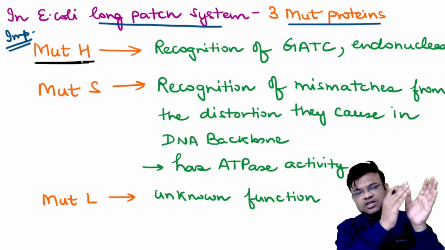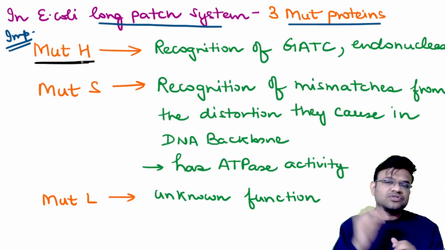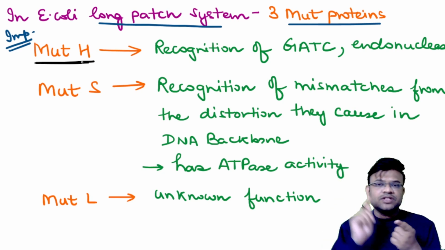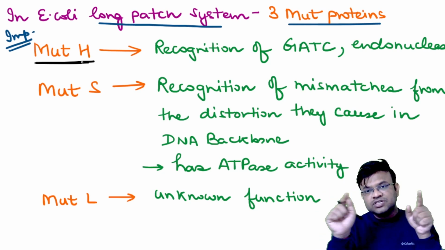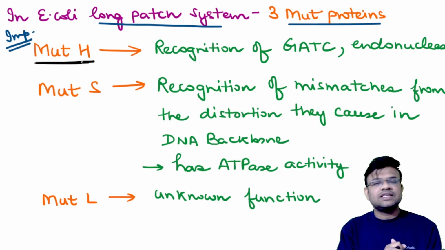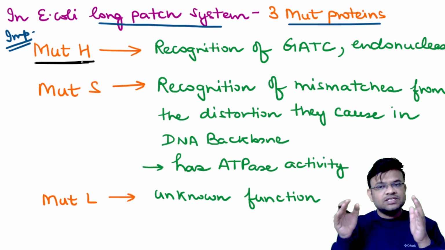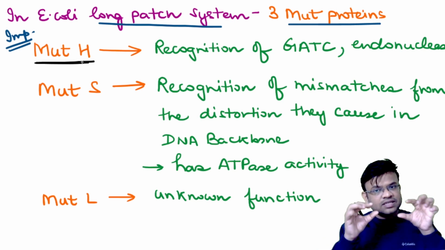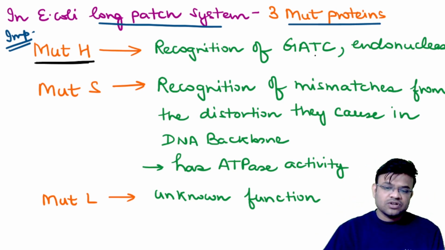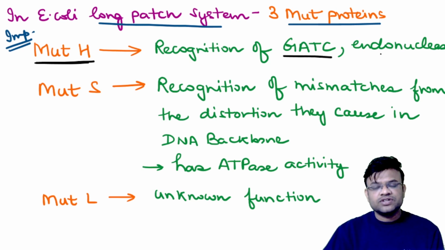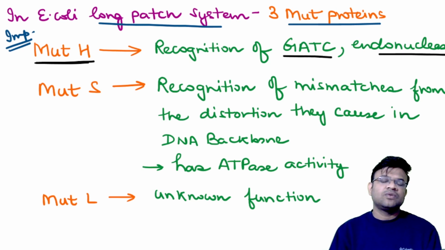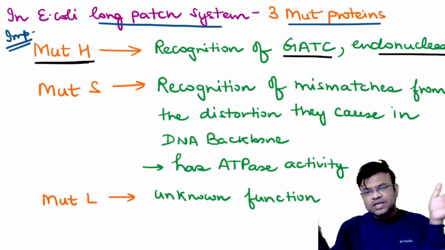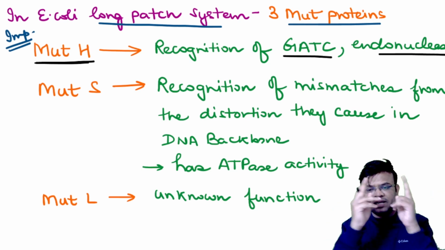Wherever the GATC is present on the 2 strands, it will identify the GATC region on both strands. Then it will check which GATC is methylated and which is not methylated. Of course, the GATC that is not methylated is our newly synthesized daughter strand, and this only has to be corrected. So recognition of GATC, and then it also functions as an endonuclease enzyme. What do you mean by endonuclease? Endonuclease means an enzyme that can create cuts in the middle of the sequence.